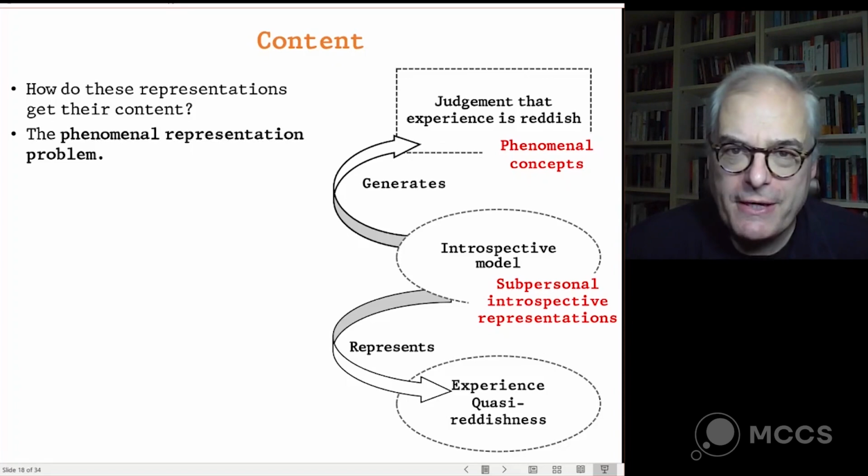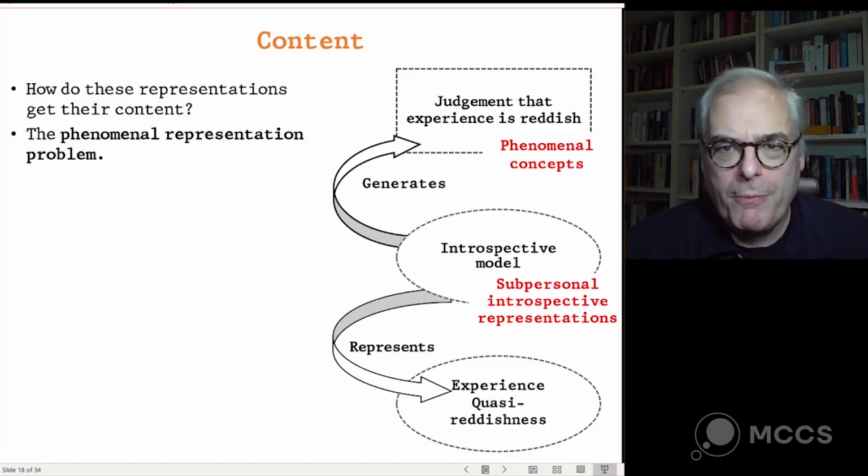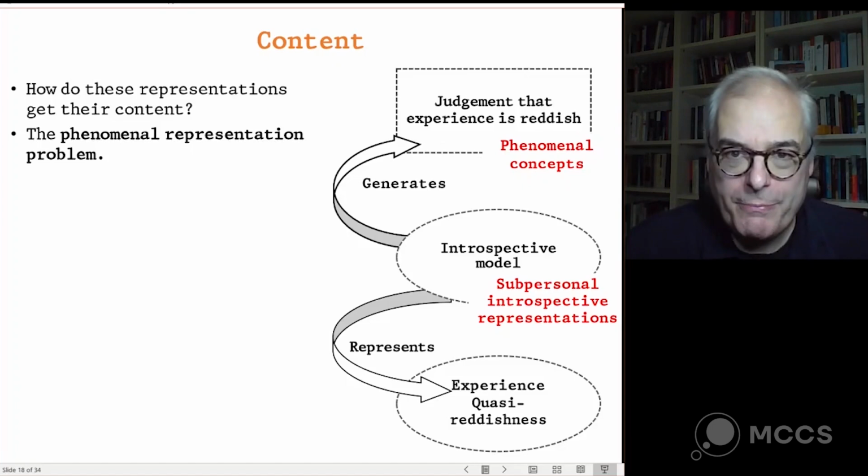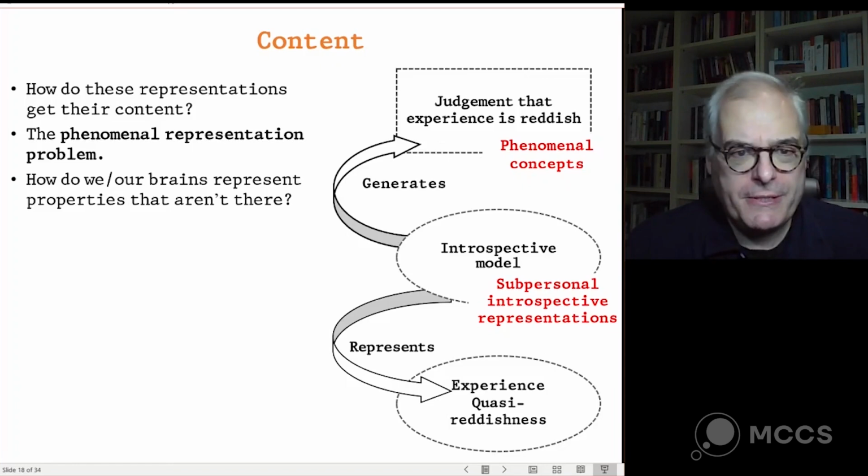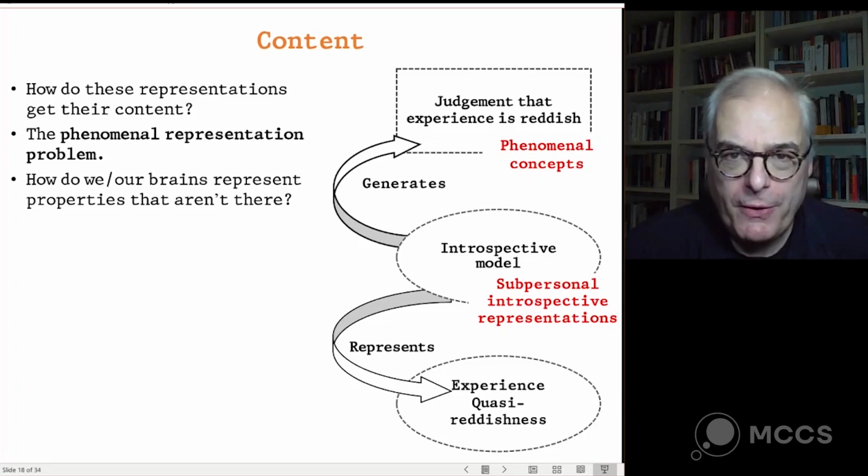So we have a problem as to how we can represent reddishness, and it seems that we do represent it, at least in our judgments. So this is what I call the phenomenal representation problem. How do we or our brains represent properties that aren't there, especially when they're of this simple, unstructured kind?